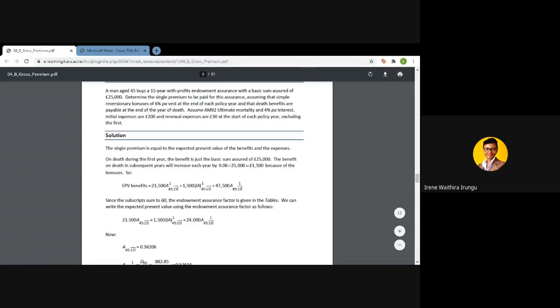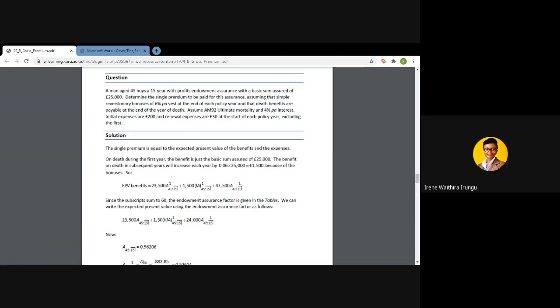for the benefits. So we are told it is issued to this man who is aged 45, and it's for a 15-year term. And then the basic sum assured is 25,000, but this 25,000 will continue to increase by 6% per annum. So it means that the basic sum assured is 25,000, but now this amount will be increasing by 6% of the 25,000, which now becomes 1,500.